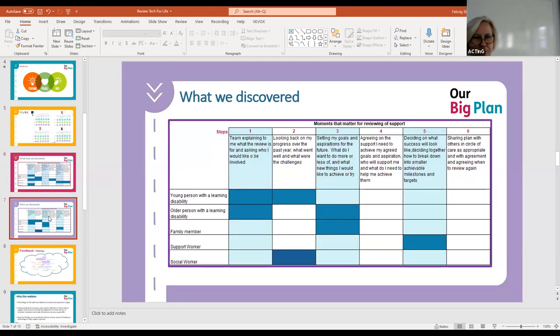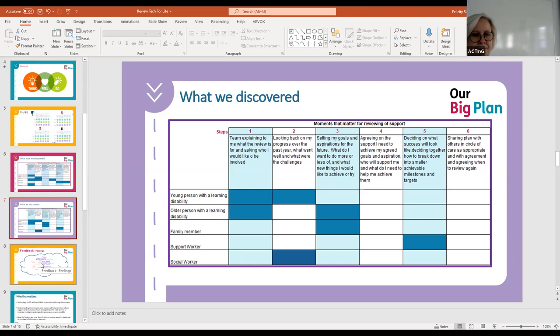And then we looked at the review process. So the person's already with us and we're reviewing what's happened over the past year. We're looking at how they're feeling now, what they would like to get out of the year ahead, and what plans, goals, ambitions and wishes they would have. It's interesting that yet again the same pattern appears: the moment that matters for staff was deciding what that process looked like and how to break it down into milestones. That was a key moment for staff.